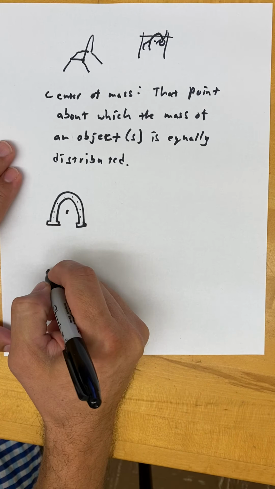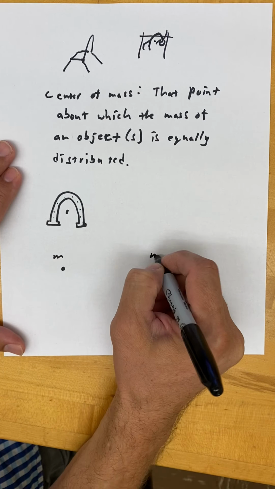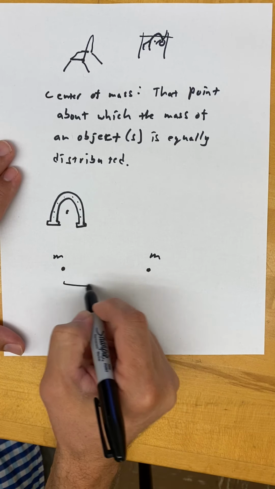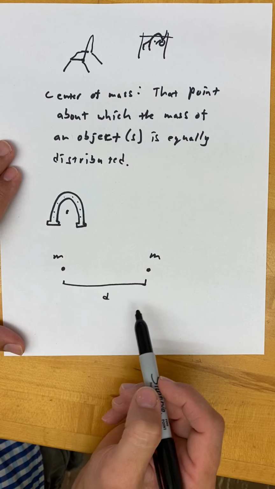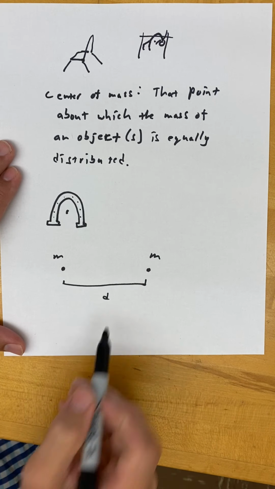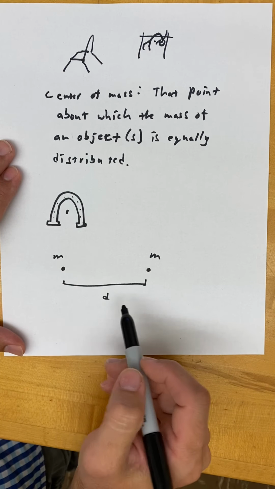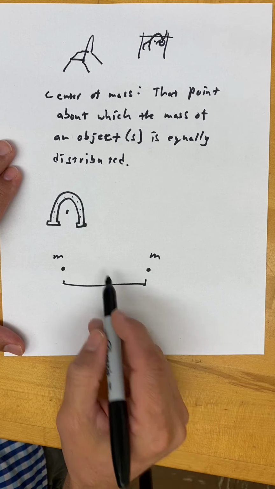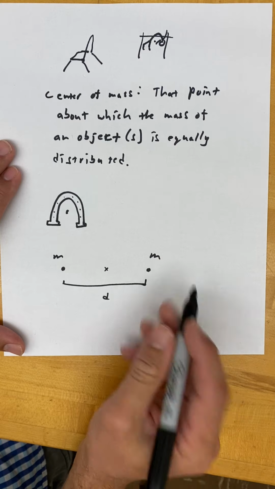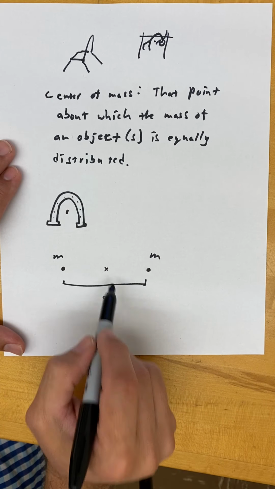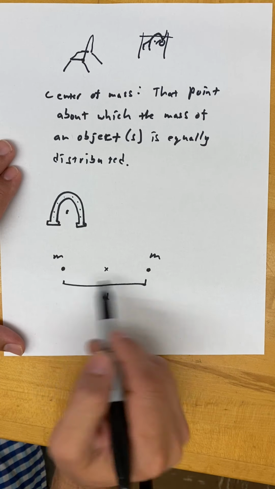As a simple example, imagine two objects of, let's say, equal mass, that are some distance apart. If they're this distance apart, d, but they're equivalent masses, our intuition tells us that the center of mass is, well, in the center of the masses, and it turns out that's right. We're going to show it mathematically in a second, but that gives you some sort of idea of what's going on. Now, this, of course, is a one-dimensional system.